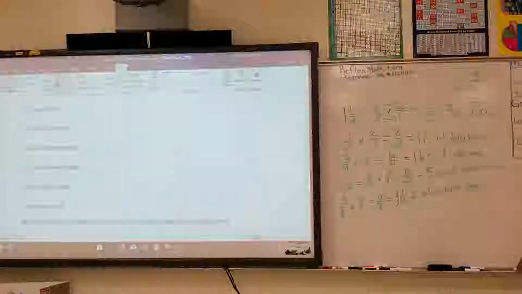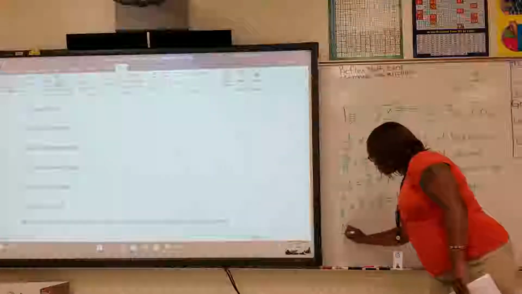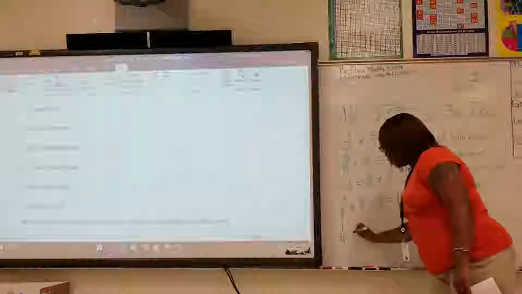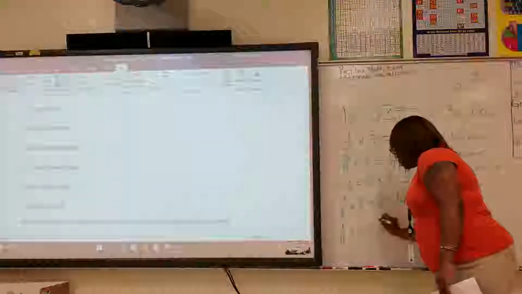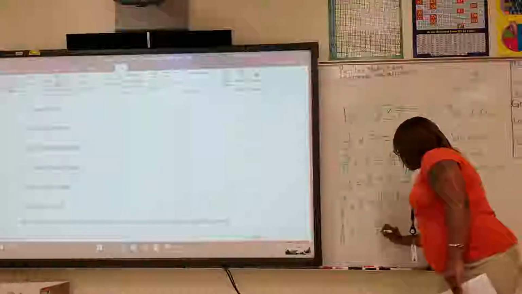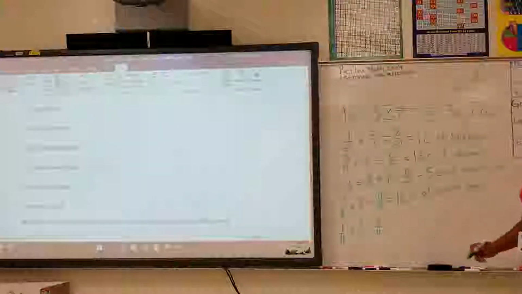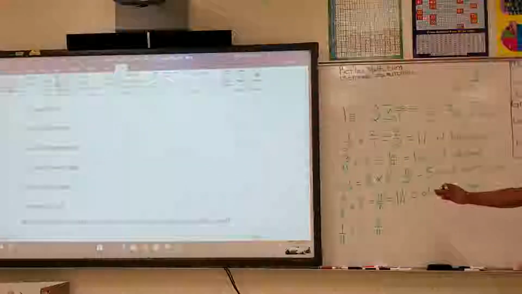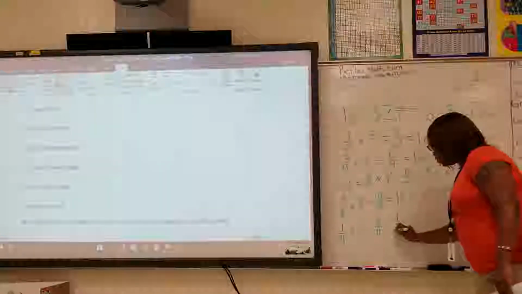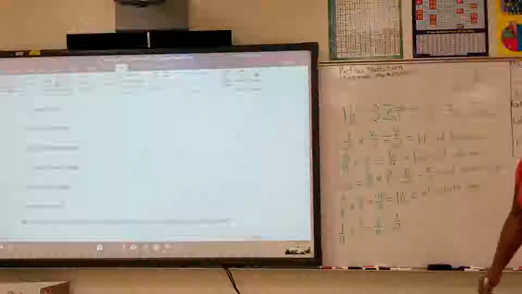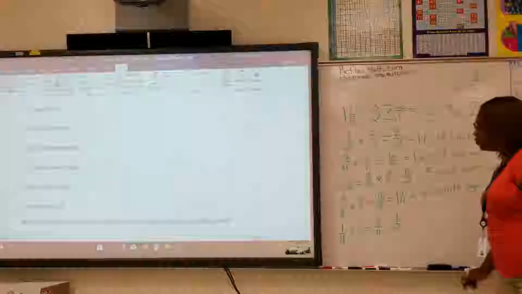Now we'll go on to 1/4 teaspoon of salt. 1/4 times 2 over 1. 1 times 2 is 2. 4 times 1 is 4. From here, we just need to simplify. 2 goes into 2 one time. 2 goes into 4 2 times. So we're using a 1/2 teaspoon of salt.